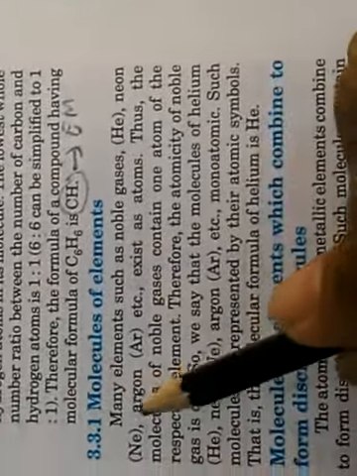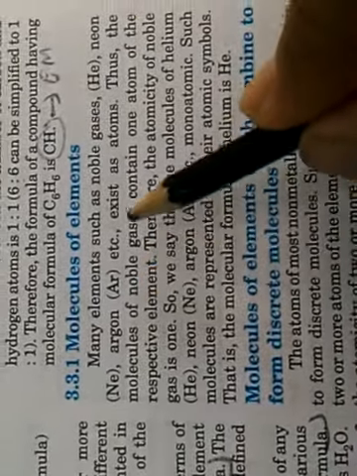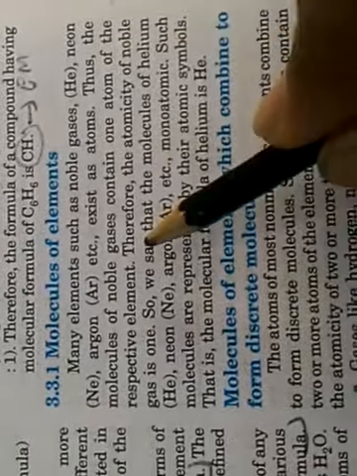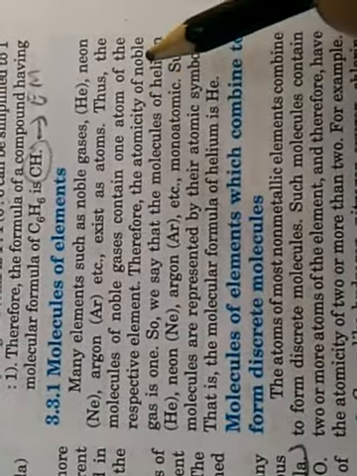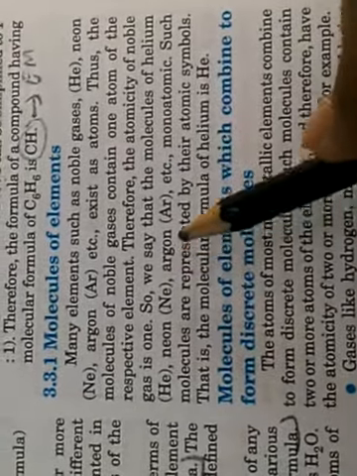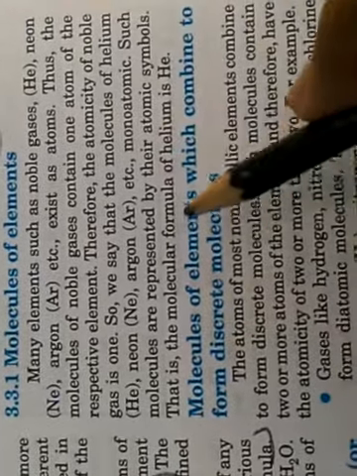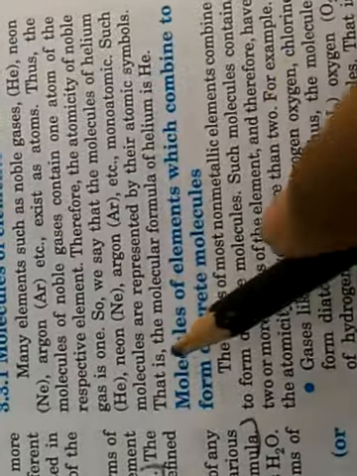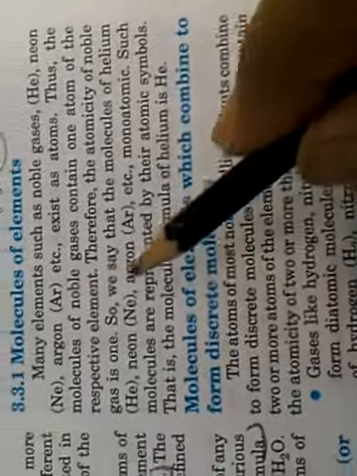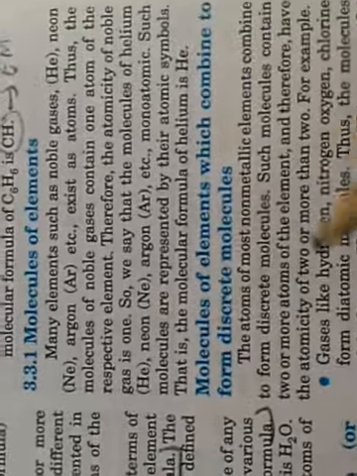Molecules of an element. Many elements such as noble gases, helium, neon, argon, etc. exist as atoms. Thus, the molecules of noble gases contain one atom of the respective element. Therefore, the atomicity of noble gases is 1. So we say that the molecules of helium, neon, argon, etc. are monoatomic. Such molecules are represented by their atomic symbols only. That is, the molecular formula of helium is He. In other words, in such monoatomic elements, molecular formula and atomic formula are one and the same.